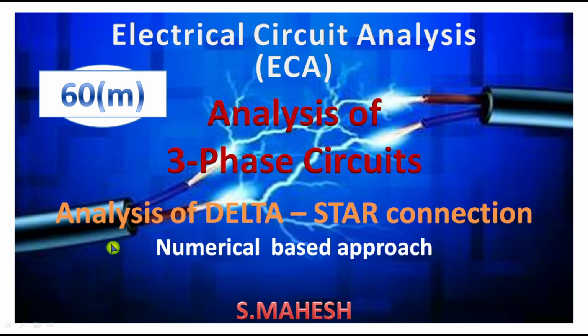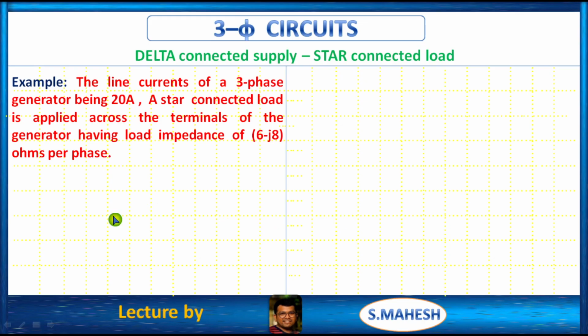Hello everyone, now we have to discuss the analysis of delta star connection, that is delta connected supply system and star connected load system. So this is the example: the line currents of a three-phase generator being 20 amperes. A star connected load is applied across the terminals of the generator having load impedance of 6 minus j8 ohms per phase.